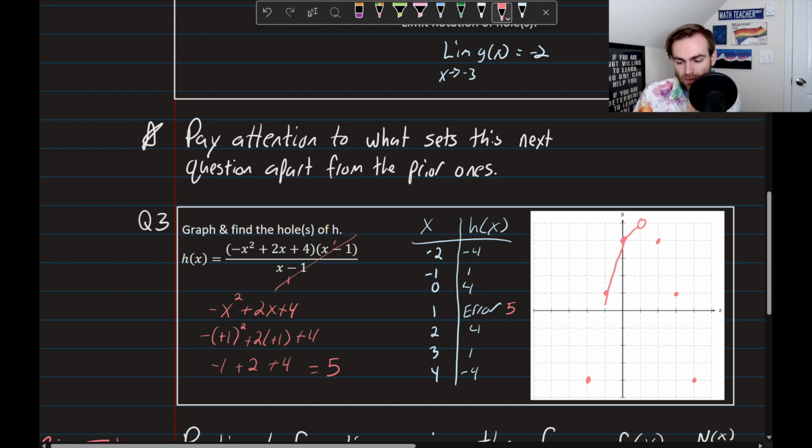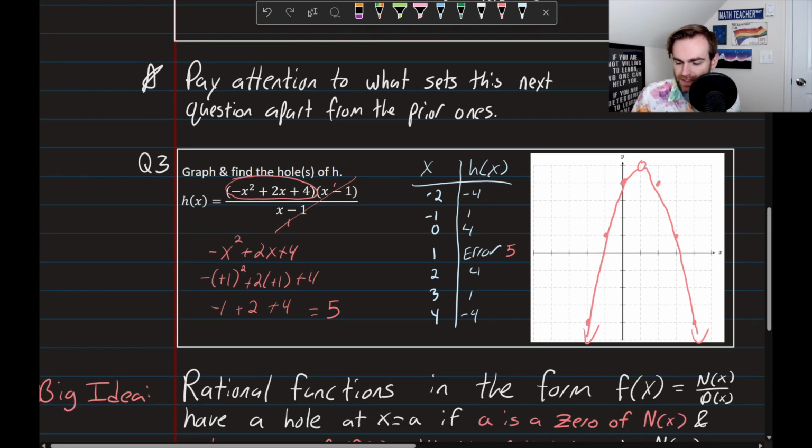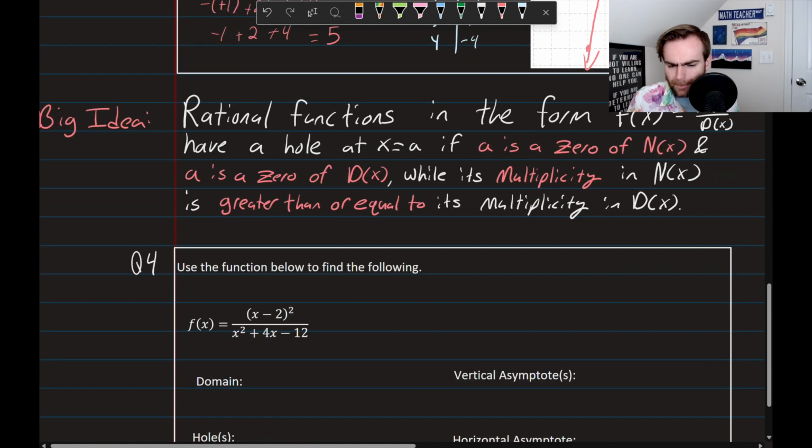So this is what our graph looks like. It follows the behavior of the part that didn't get canceled out. Except we have to remember that it doesn't exist at the values that we canceled out at. So it doesn't exist at 1, so that's why we put a hole there. But its behavior follows that along. So we end up with a nice quadratic with a hole at its vertex, which is really cool looking actually, which still makes it entirely symmetrical, which is quite nice.